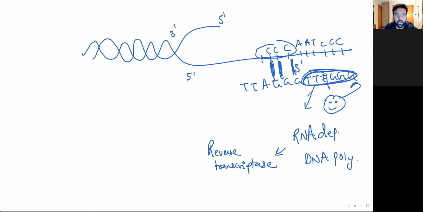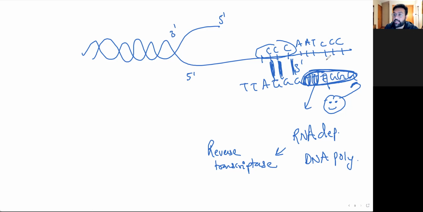Can anybody catch what mistake I made? This TTAGGG is the sequence of the DNA. So the RNA has to bring UU here instead of TT. So you just write UU. So that has to be RNA, right? So this is the sequence of the telomerase.